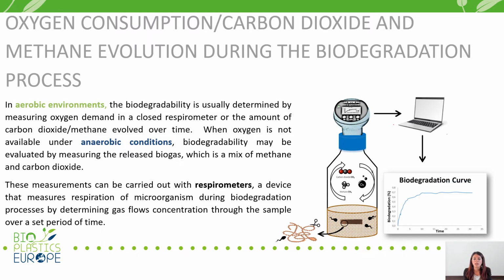In an aerobic environment, biodegradability is usually determined by measuring oxygen demand in a closed respirometer or the amount of carbon dioxide evolved over time. When oxygen is not available, under anaerobic conditions, biodegradability may be evaluated by measuring the released biogas, which is a mix of methane and carbon dioxide.